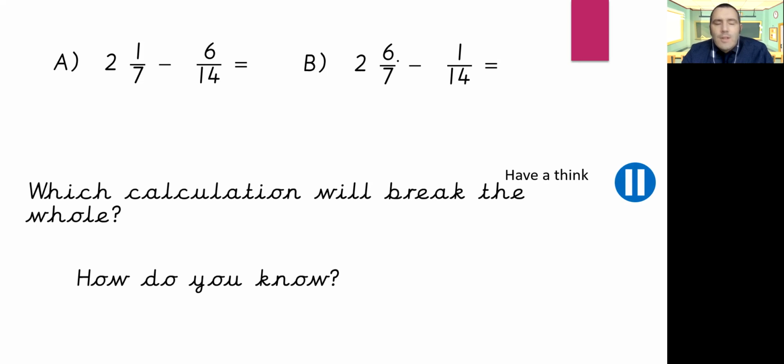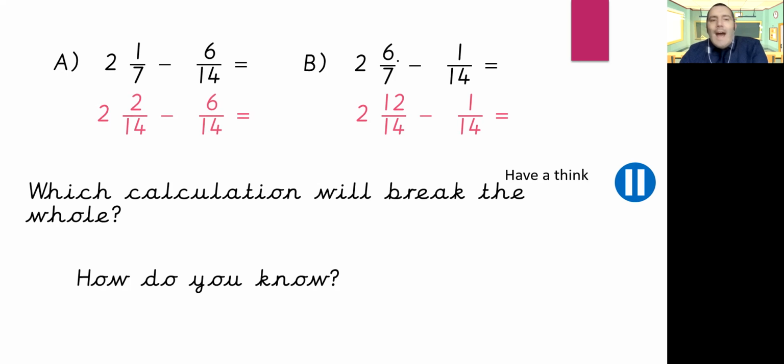Right, how did we get on with this one? We need to make these into equivalents. So 2 and 2/14 take away 6/14 gives us one answer. 2 and 12/14 take away 1/14 equals another answer. Now that we've done that, which one of these is going to break the whole? Do you want to change your answer? So the one that's going to break the whole is A.